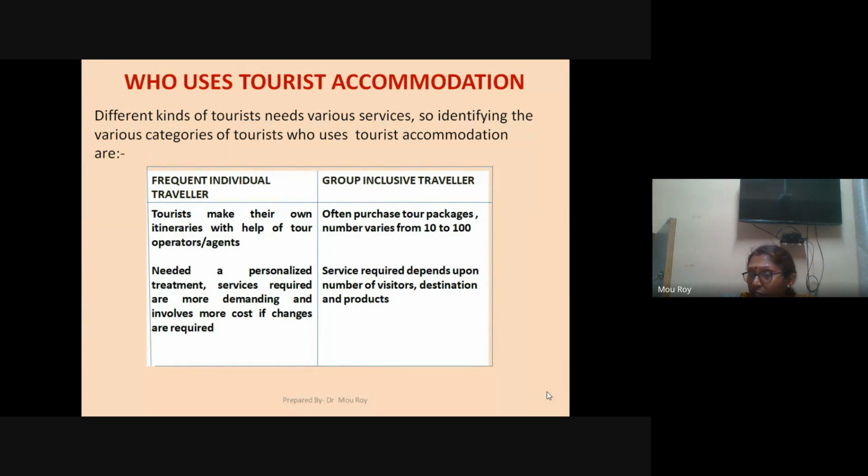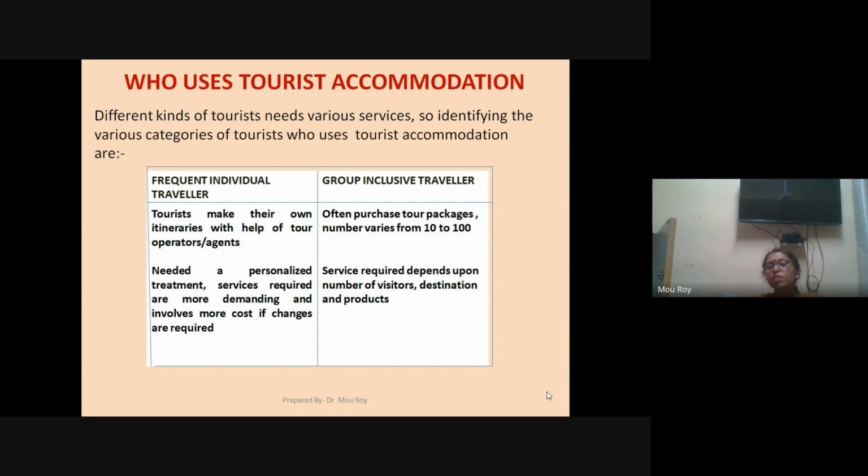And of course, the service is rendered to the customers depending on the number of visitors, destination and products. If you are a regular visitor of a particular hotel at a particular destination, then you will be given a corporate rate. If you visit on the weekend, you have a different rate. If you work for the government, you have a different rate. If you are a member of FHRI, yesterday I told you about FHRI. FHRI is the Federation of Hotel and Restaurant Association of India. If you are a member of FHRI, you also get some relaxation on the room rent as well as on the food. Okay, 30% discount.